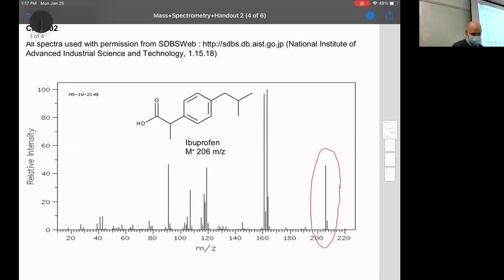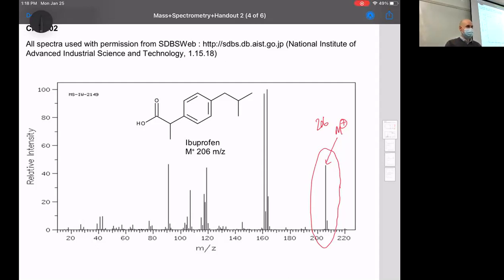And the tallest one in that group is going to be your molecular ion, or your M+. And that's what we were talking about. That is the molecule with plus charge. That peak shows up right there at 206. And so you can say that the molecule weighs 206 atomic mass units, or grams per mole. That's the mass of the molecule. That is incredibly simple to do. It is also the most important piece of information. Ta-da.